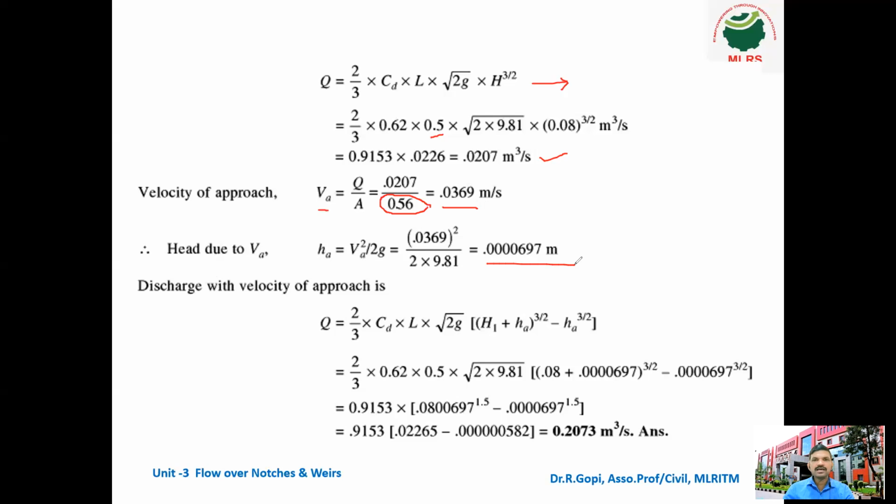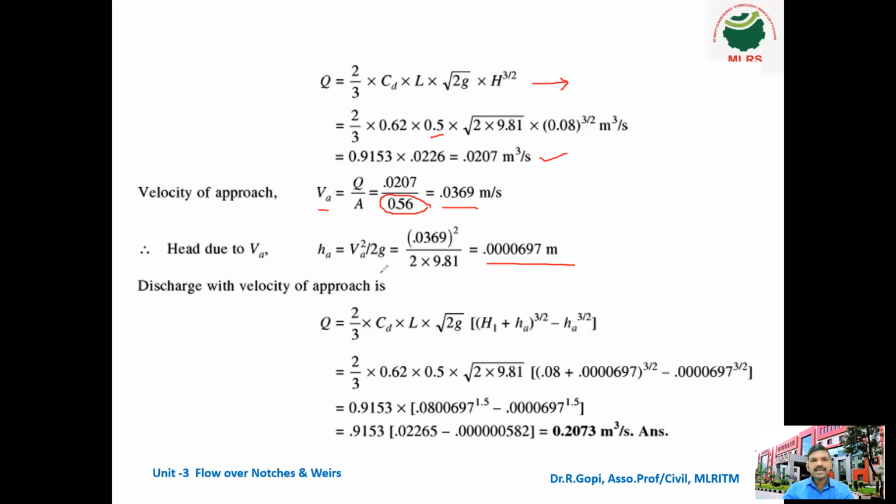So finally we got head. That means head due to velocity of approach. It is 0.000697 meters. Okay, so this is the head.